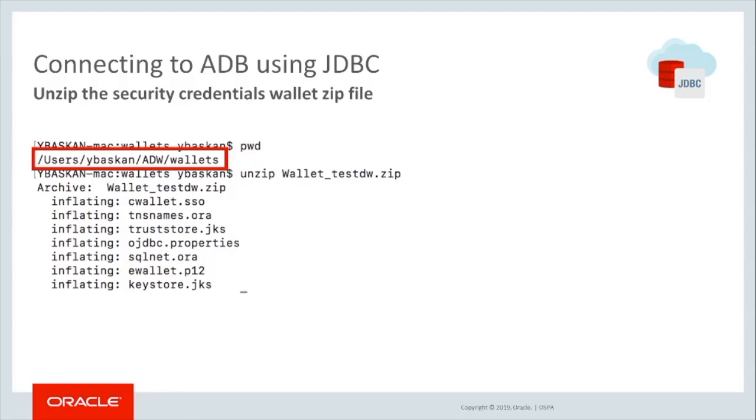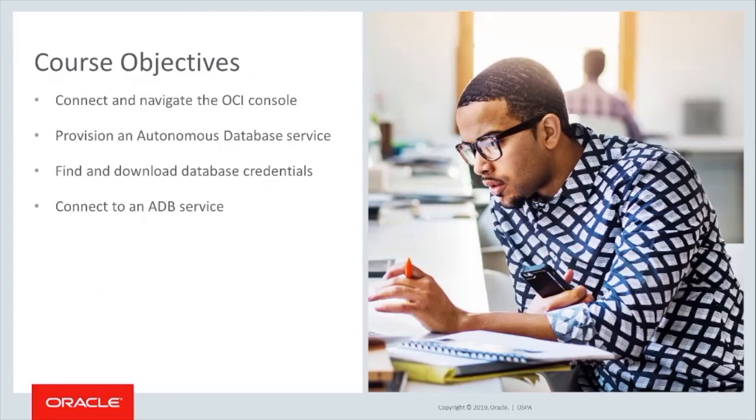How the JDBC URL is formed depends on whether the TNS_ADMIN environment variable is set on your computer. The TNS_ADMIN environment variable points to the directory where the Oracle SQLnet configuration files are located. If TNS_ADMIN is not set in the environment, then you must include the wallet directory in the JDBC Thin URL. In this case, our unzipped directory is /user/ybaskin/adw/wallets.